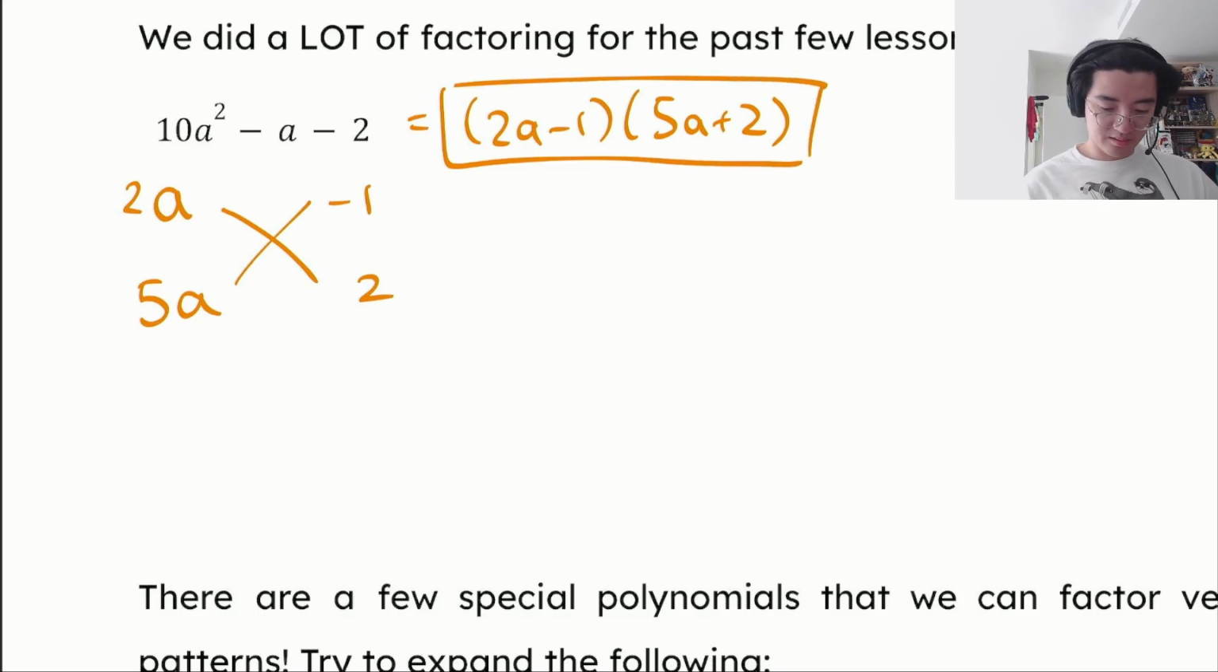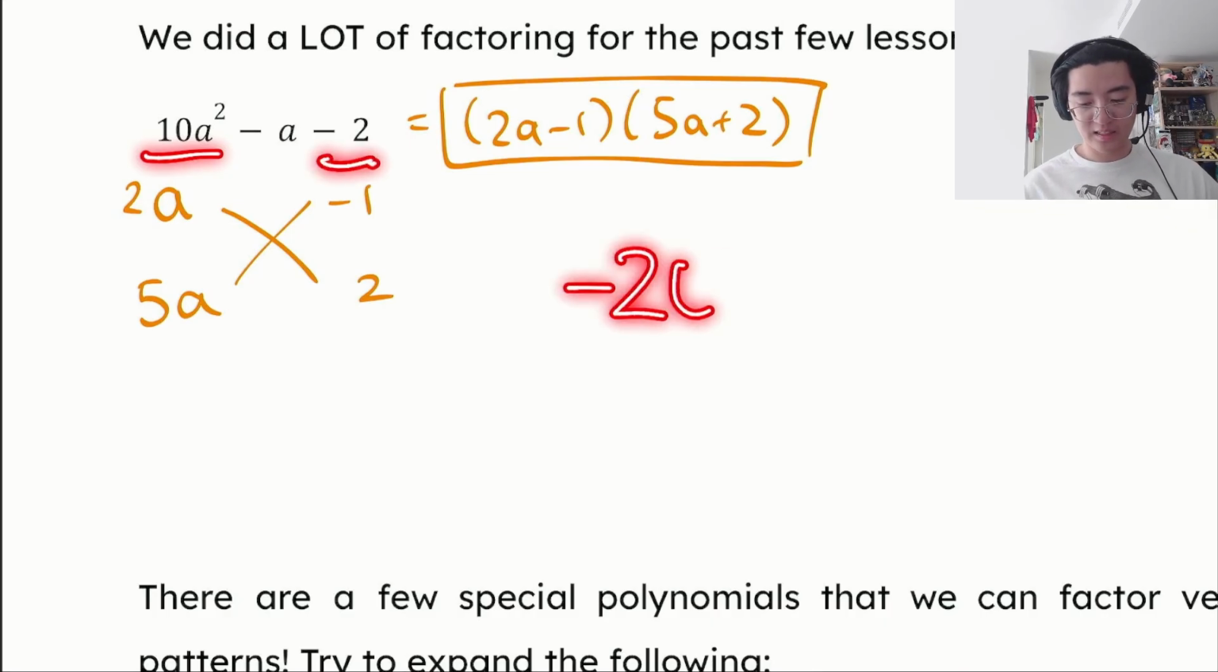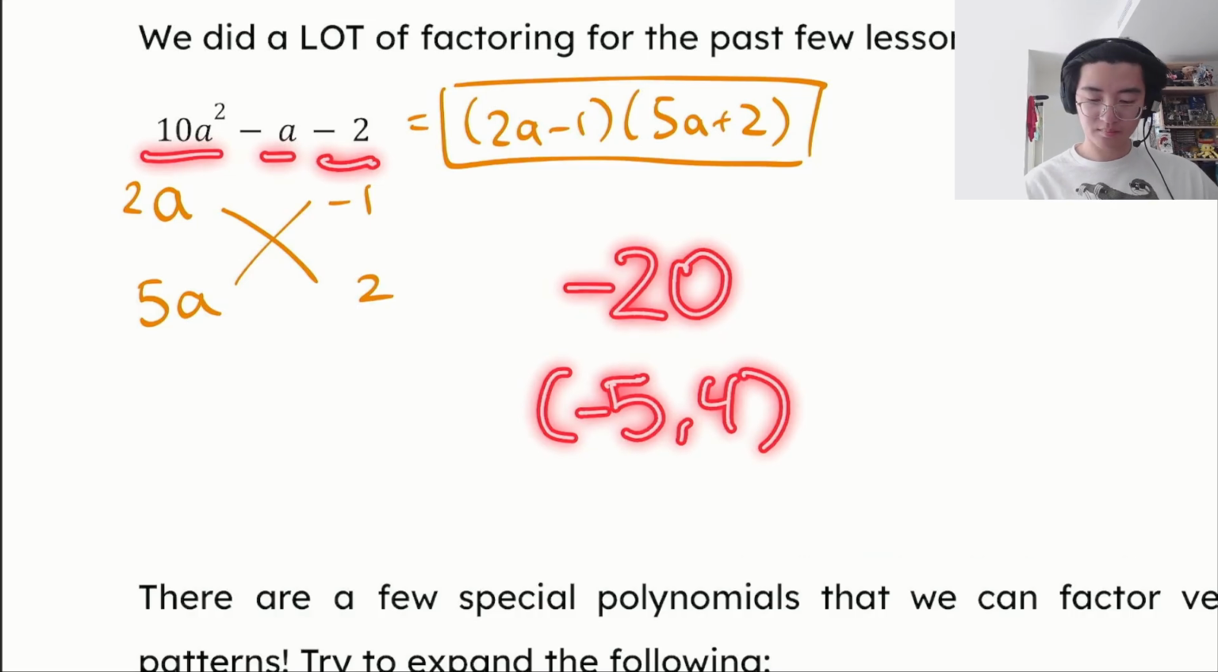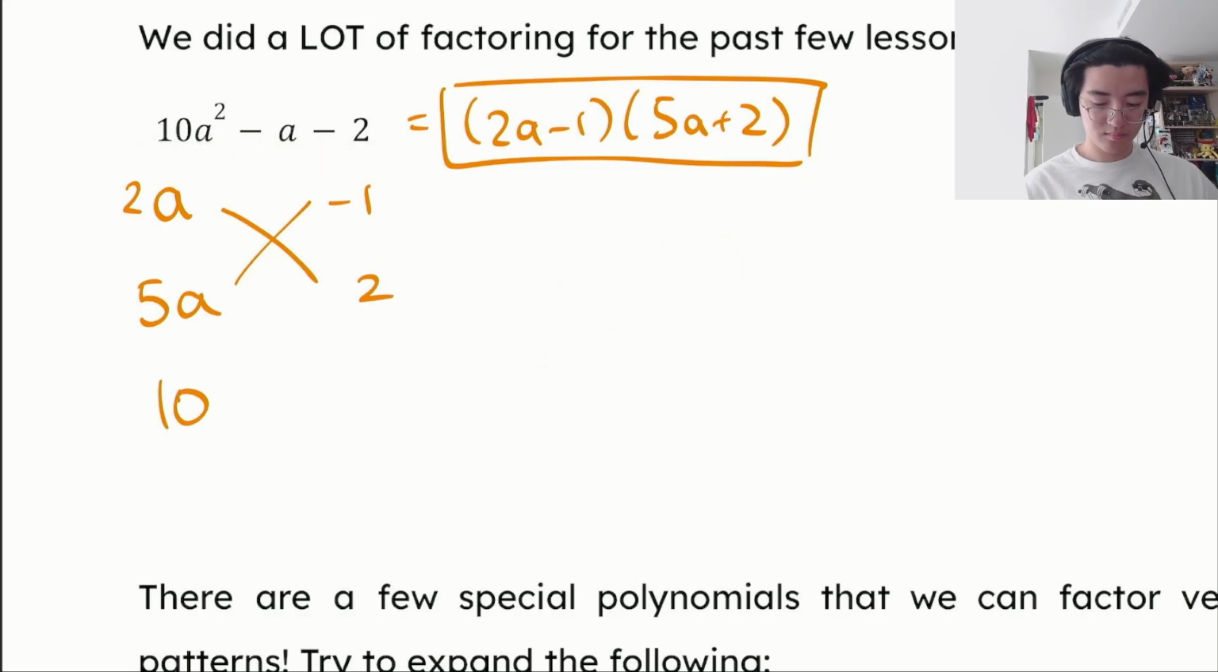Okay, with decomposition, we want a number that multiplies to 10 times negative 2, that's negative 20. So two factors that multiply to negative 20 but add up to negative 1, that's the one in the middle. So that's negative 5 and 4. Right, we just split the negative a, the middle one, the negative 1, into minus 5 plus 4.